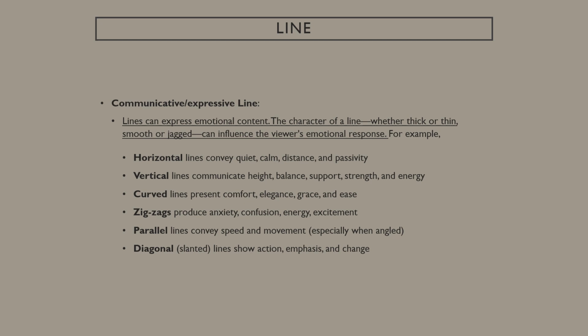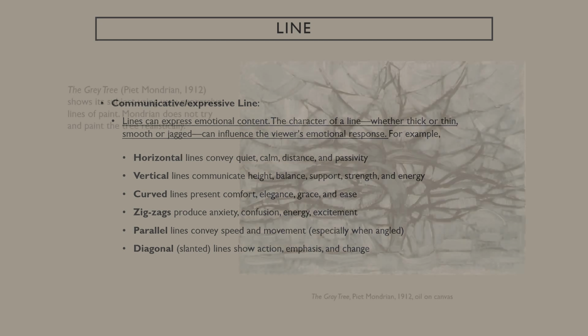And so then diagonal lines, similar to zigzags. Zigzags tend to be more angst ridden, I guess, whereas diagonal lines are action. Their emphasis and their change, right? They're neither vertical or horizontal. It's a little bit of both. And especially if you use a diagonal to cut across horizontal lines or vertical lines, you're showing change.